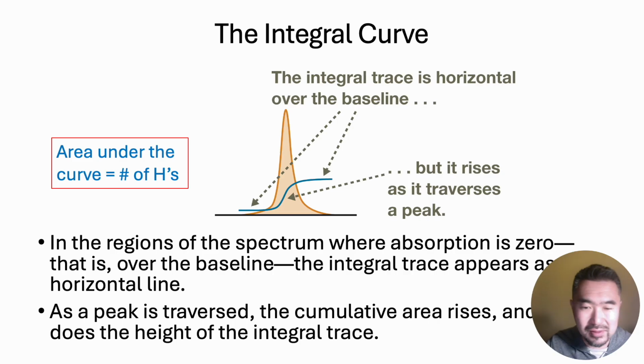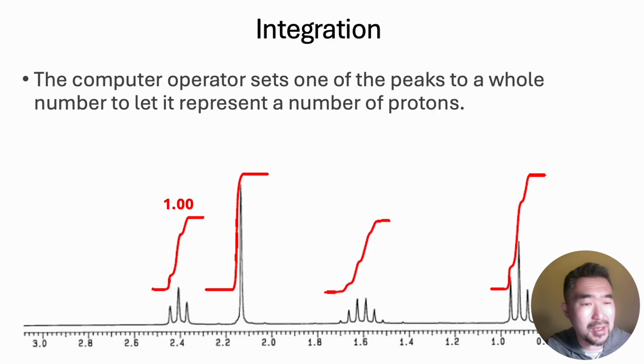Why is it important? Because that's proportional to the number of protons. And in real life, this is what it's going to look like. Here's the cumulative integration, and it's stepwise because this is a triplet, which we'll talk about a little later.